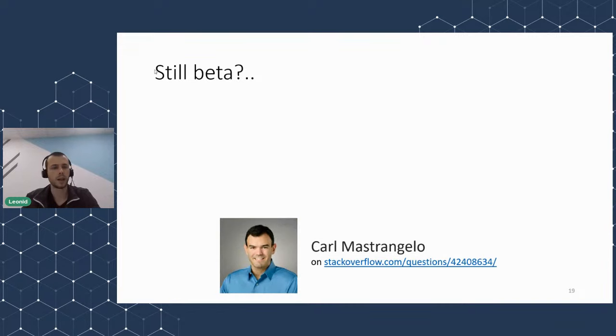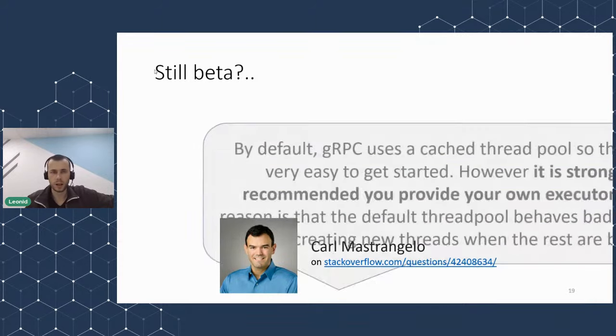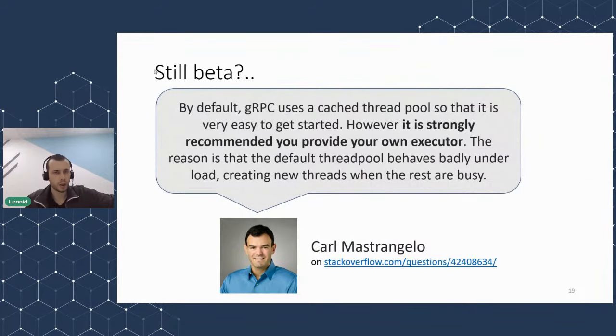But there is another man whose name is Carl Mastrangelo, and I believe that he has the most number of answers on the Stack Overflow to the questions in the tag gRPC. And here he says that yes, gRPC uses a cached thread pool, but he strongly recommends us to provide our own executor because the cached thread pool behaves badly under the load. And that's what we did.